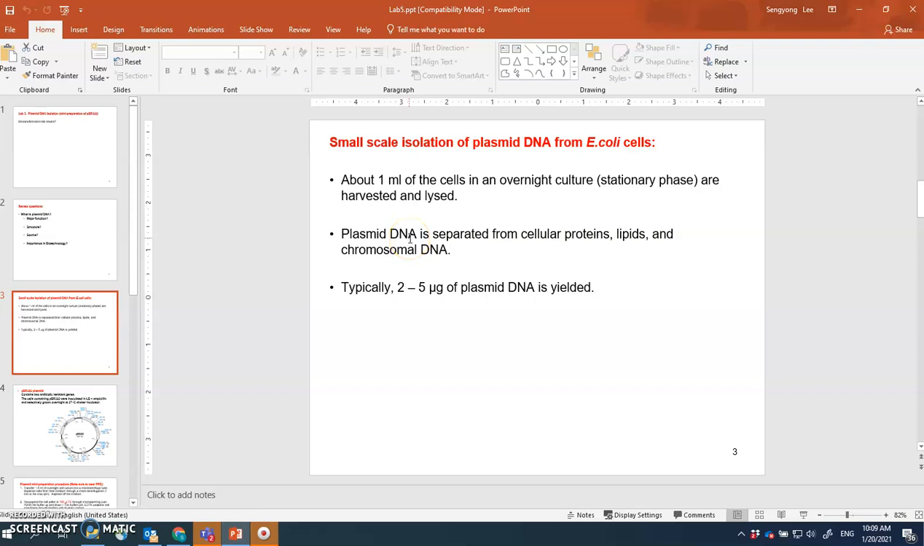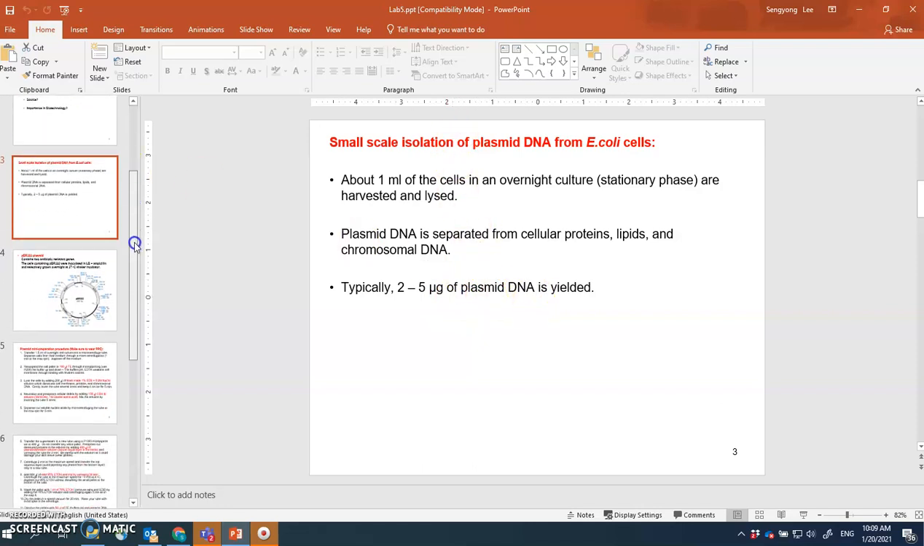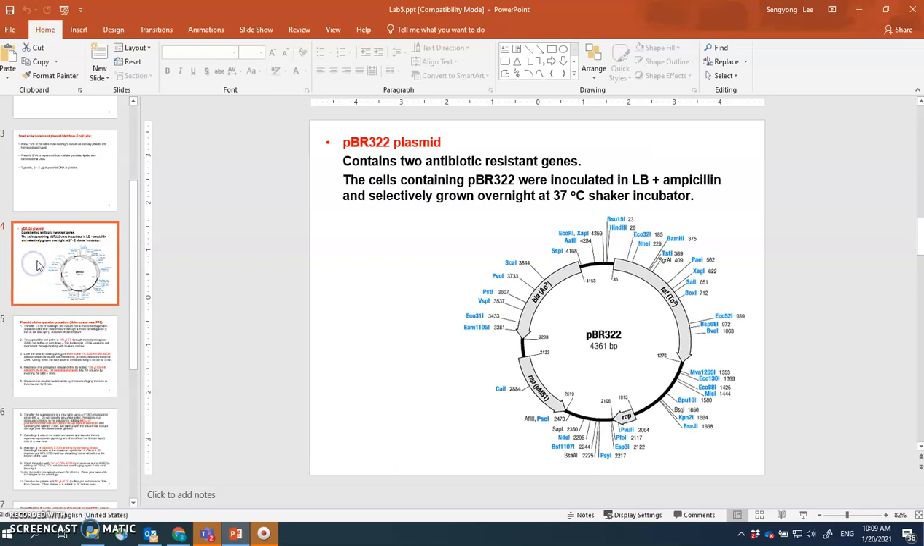Typically from 1 mil of overnight grown culture that's in stationary phase, you can isolate about, if you are really good at it, 2 to 5 microgram of plasmid DNA. So that's a typical small scale plasmid DNA isolation yield.